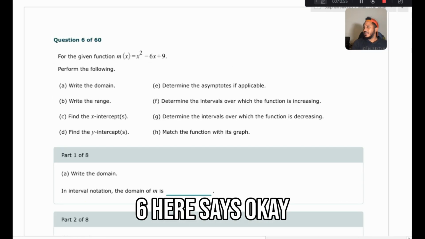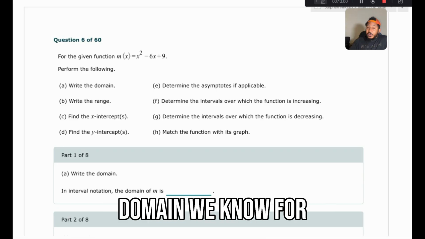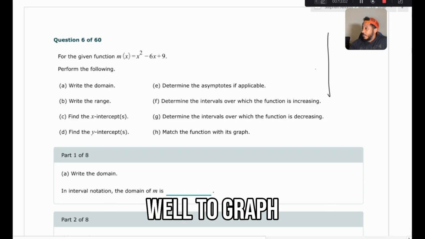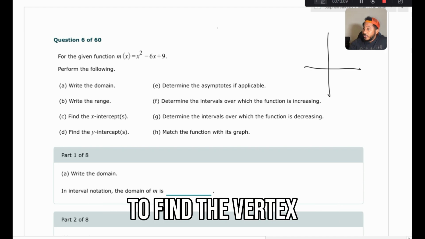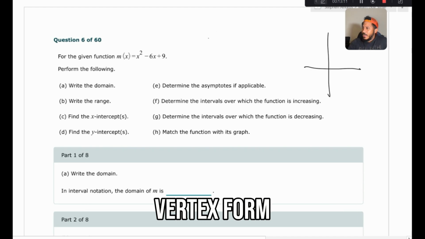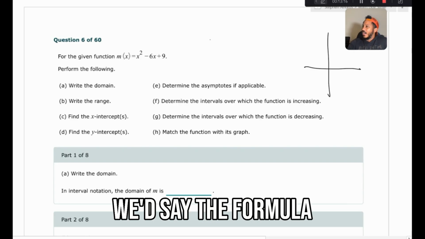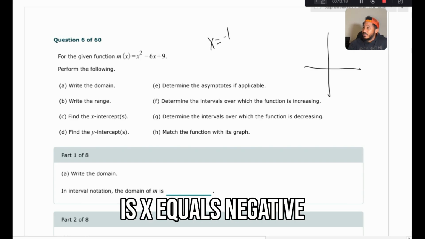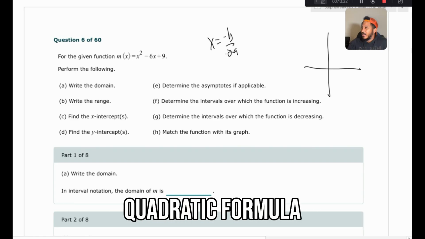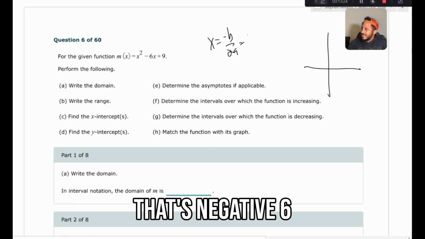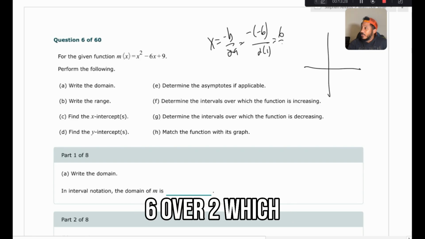All right, we're moving. Number 6 here says, okay, what about this function? So this function is also a quadratic, right? To graph the quadratic function, we probably should find the vertex. To find the vertex, remember we had a formula. If it's not in vertex form, if it's in this form, this is called standard form or expanded form, I guess. We'd say the formula is x equals negative b over 2a, right? Remember we said there's an easy way to remember that. It's a part of the quadratic formula, right? So here we would say that's negative 6 over 2 times 1. In other words, 6 over 2, which is 3.